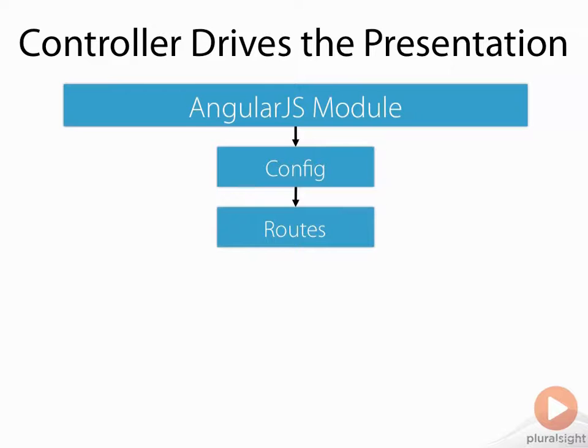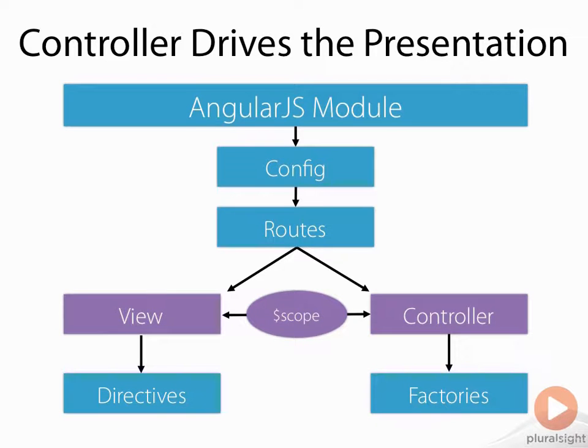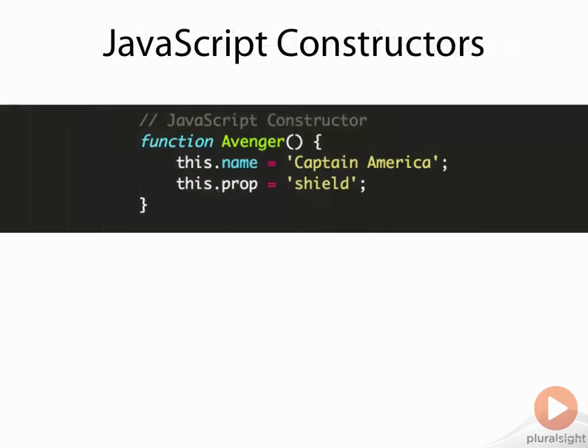A module can contain many components, including a controller, and a controller often interacts with factories or services to offload reusable tasks, but it also interacts with the view via the scope. The $scope is the glue between the controller and the view, and it effectively drives the presentation in the view. But how do we implement controllers and how do they get created?